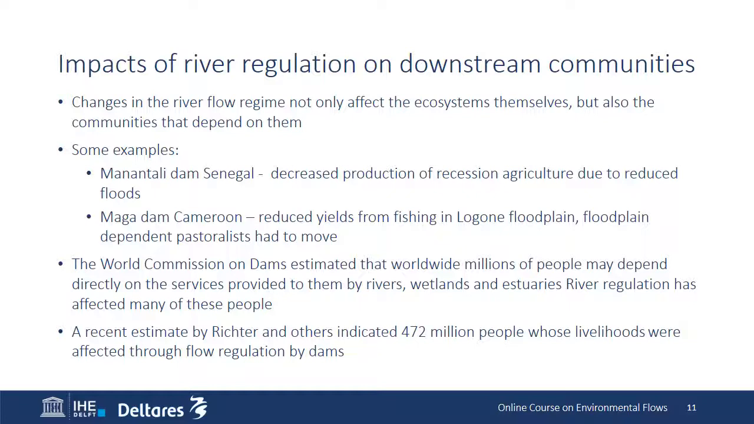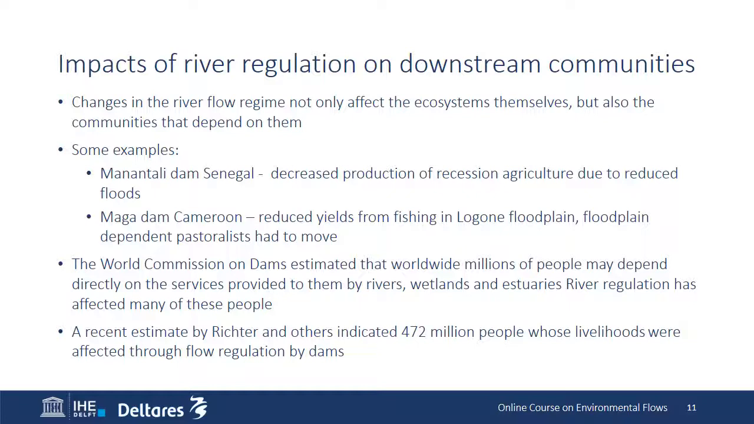Some examples are the Manantali Dam in Senegal, where reduced floods led to a decrease in production of recession agriculture in the floodplains, or the Maga Dam in Cameroon, where regulation led to reduced yields from fishing in the Logone floodplain, and floodplain-dependent pastoralists actually had to migrate.